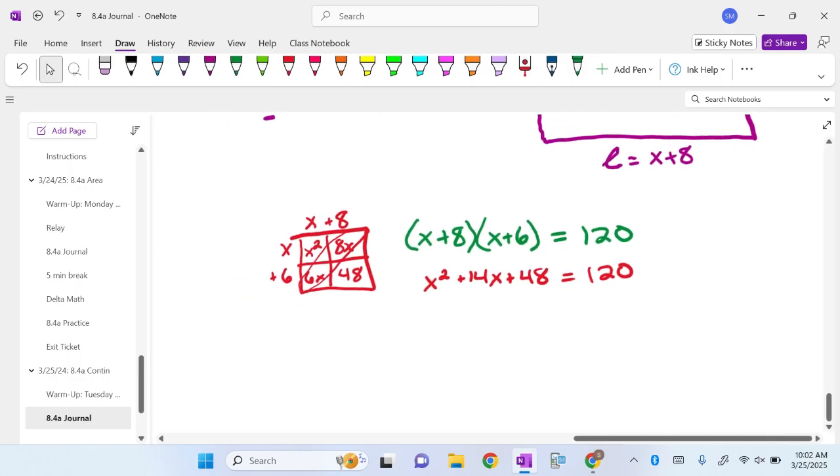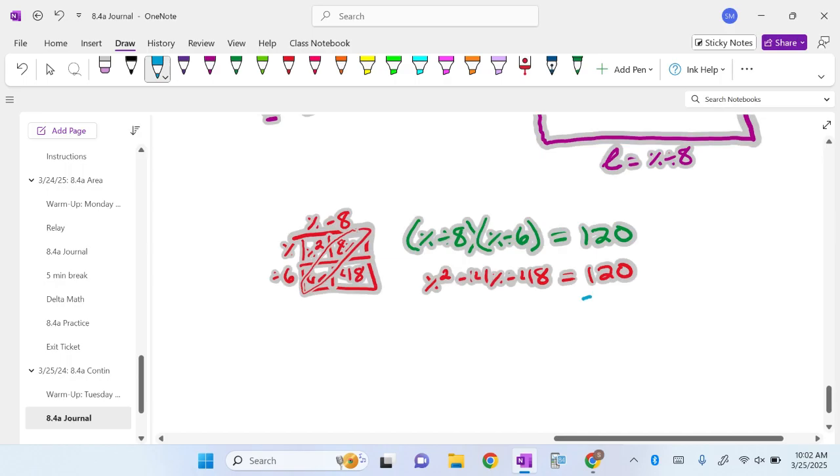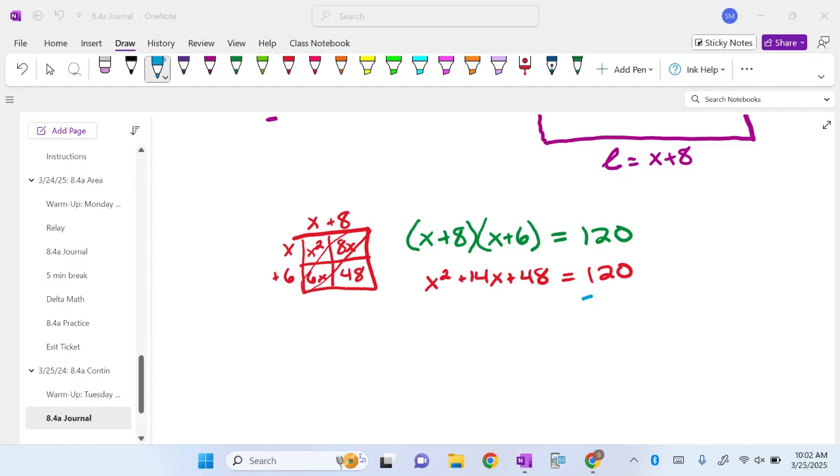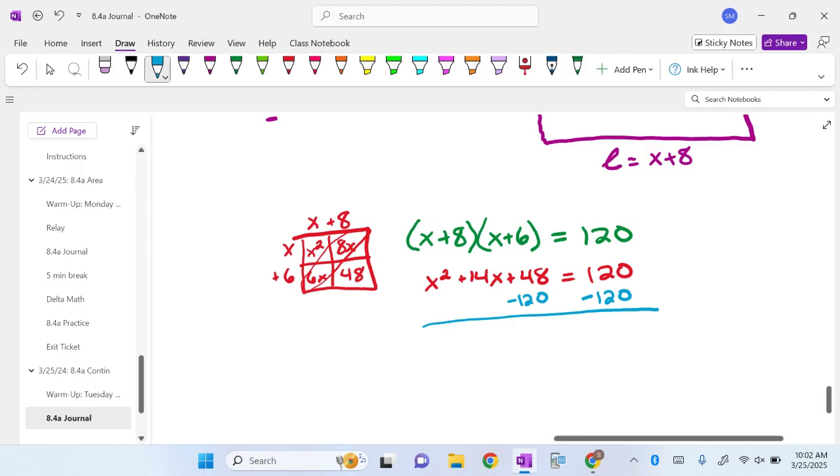What's your next step for solving? We can't big X just yet. Right, we have to subtract 120 from both sides because we need one side equal to 0 before we big X. Because if you notice, if we big X'd this expression, we get what we started with. That would be counterintuitive. So this would be x squared plus 14x minus 72 is equal to 0.